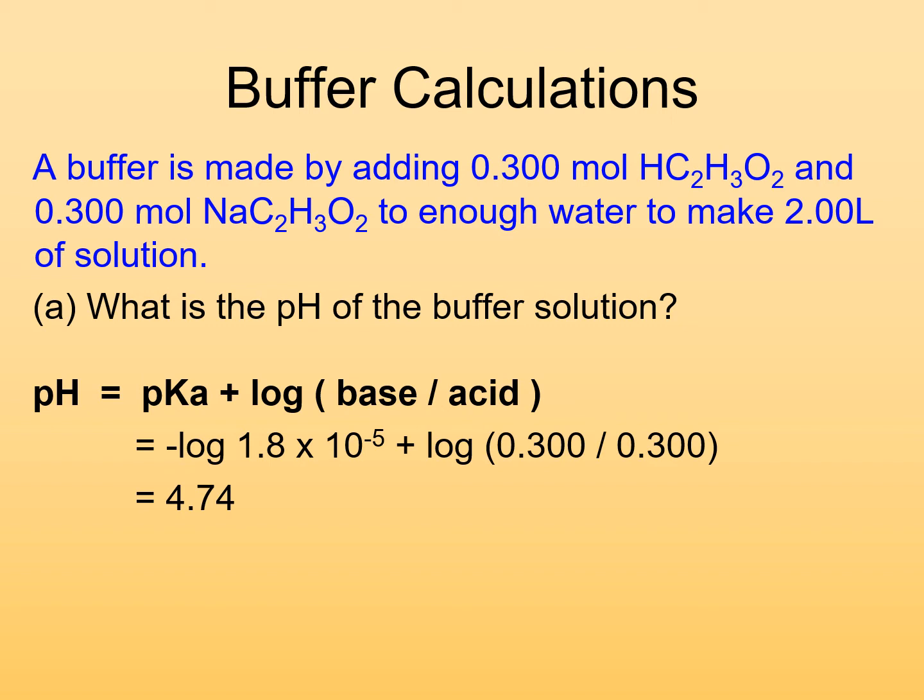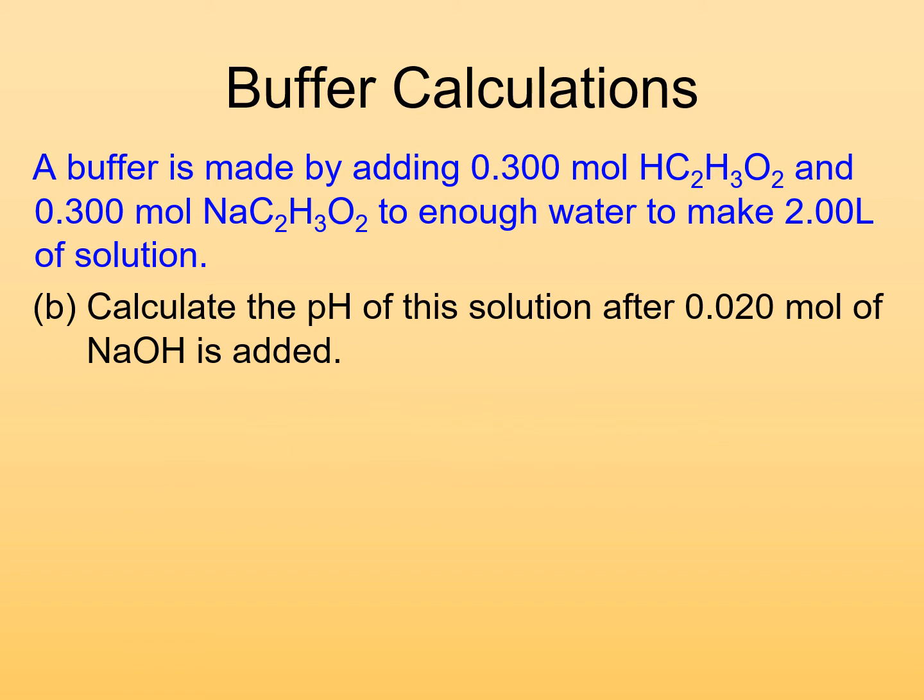Let's go on to our next part. It wanted us to calculate the pH of the solution after 0.02 moles of base is added. So remember, if we add a base, it reacts with our acid, which allows it to absorb that hydroxide. For this, because it is a weak acid that you're reacting with the base, you need to set up an ICE table. So our overall equation, whenever we add a base, is our acid combining with the hydroxide to produce our conjugate base and water.